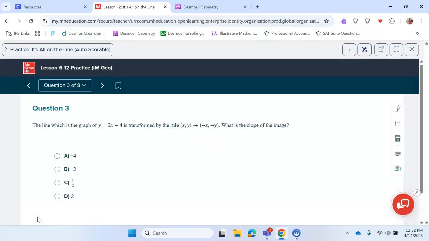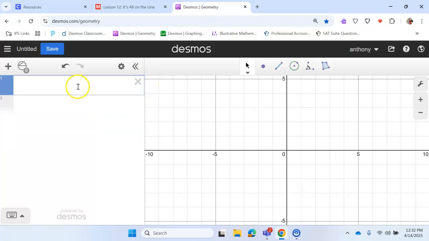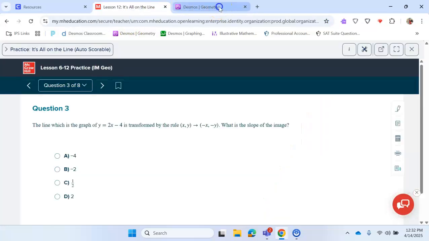Question 3. The line which is the graph of y equals 2x minus 4 is transformed by the rule (x, y) goes to (-x, -y). What is the slope of the image? Let's go ahead and type that line. y equals 2x minus 4.